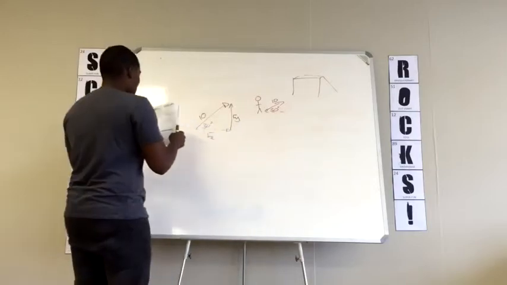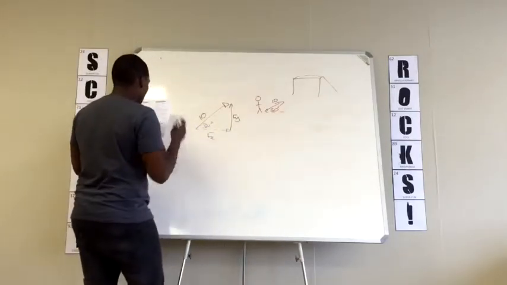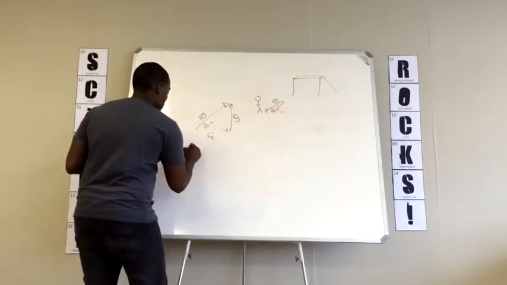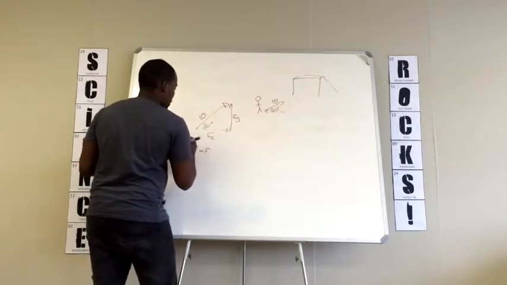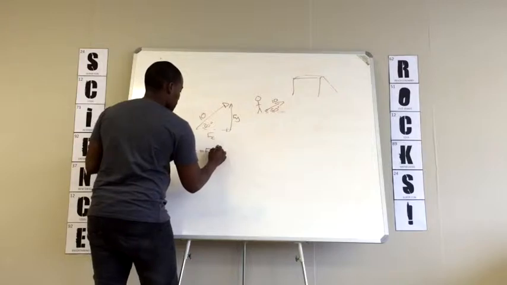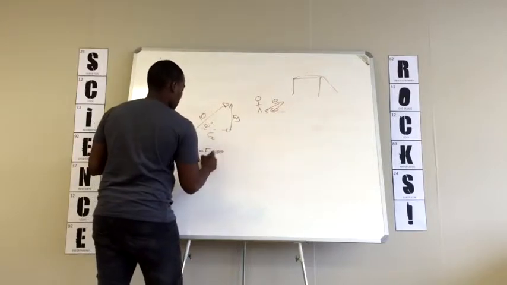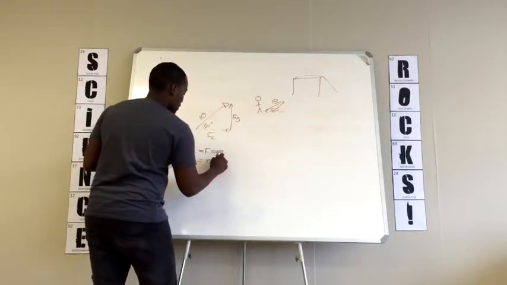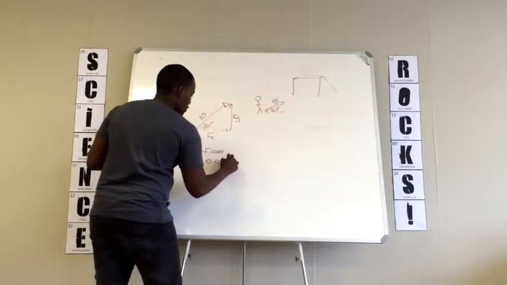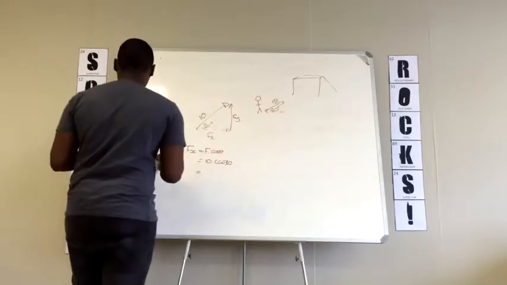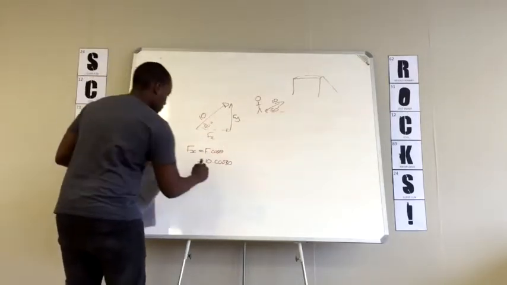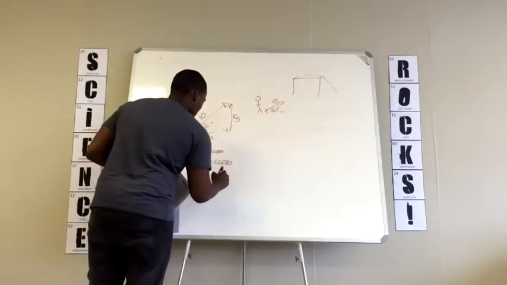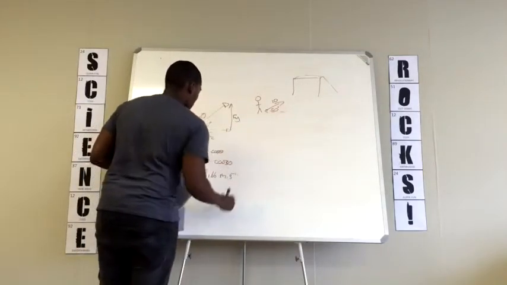Okay. So now, let's find our ground velocity. Our ground velocity is going to be our fx, which is going to be our force, or our velocity in this case rather, times cos theta. That's going to be 10 times cos of 30. And what does that give us? 8.66. 8.66 meters per second.